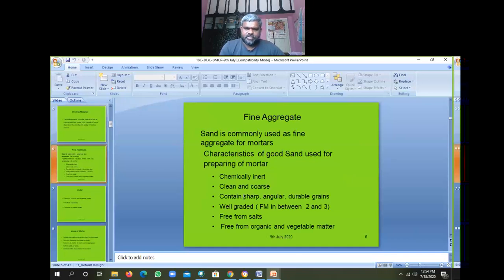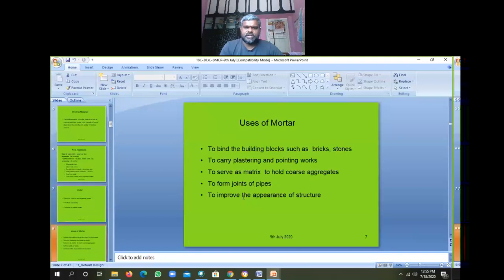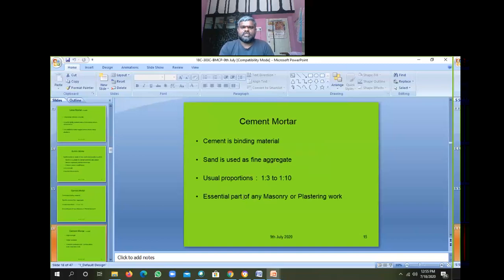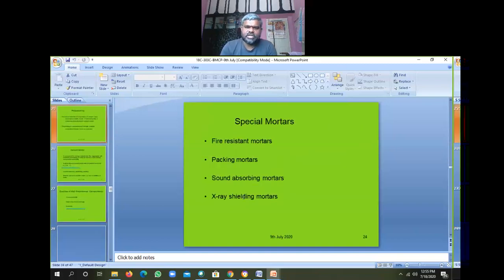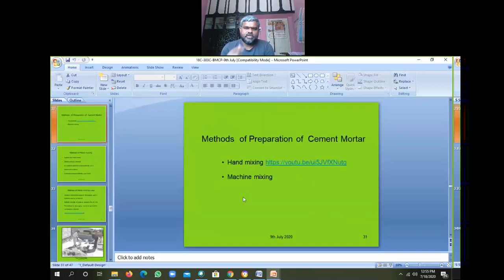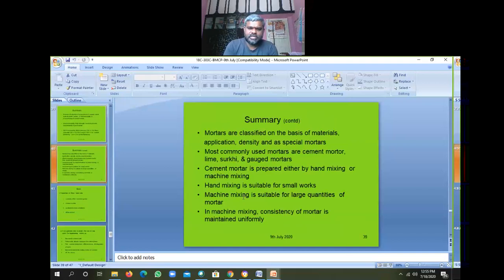Fine aggregate should be inert material. It should be angular, durable grains, sharp, well graded, free from salts. Water should be free from chemicals, right? These we have seen. Mortars are classified on the basis of binding material, nature of application, bulk density, special mortars, right? This we have seen in mortar classifications. And there are different methods of preparation of mortar, hand mixing and machine mixing. This also we have seen in the mortar category.